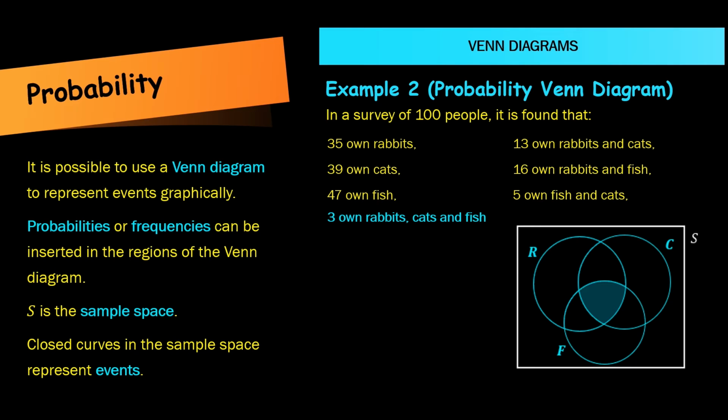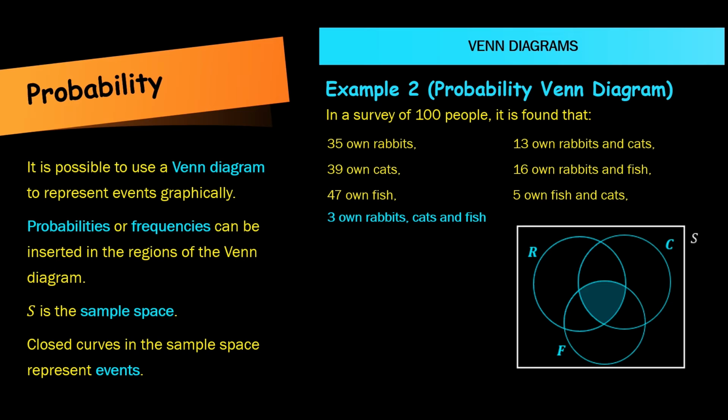So we begin right at the center. We've got our sample space. We have a circle representing ownership of the rabbits, a circle representing ownership of the cats, and a circle representing ownership of the fish. And we should always start in the center because these numbers are then accounted for as we expand.